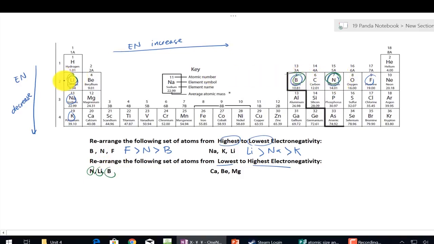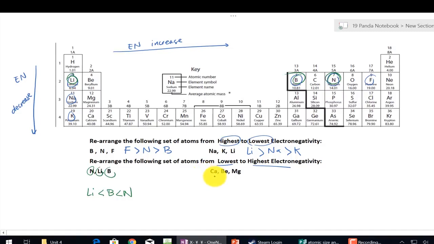And we know that we're looking from the lowest to the highest. So the trend is EN increases, I mean, it gets larger and larger going this way. So the lowest one would be all the way over here, isn't it? So therefore, it has to be lithium, followed by boron, and lastly, we have nitrogen. And it makes sense. Nitrogen, in group 5A, would want to gain electrons, so therefore it's very electronegative.